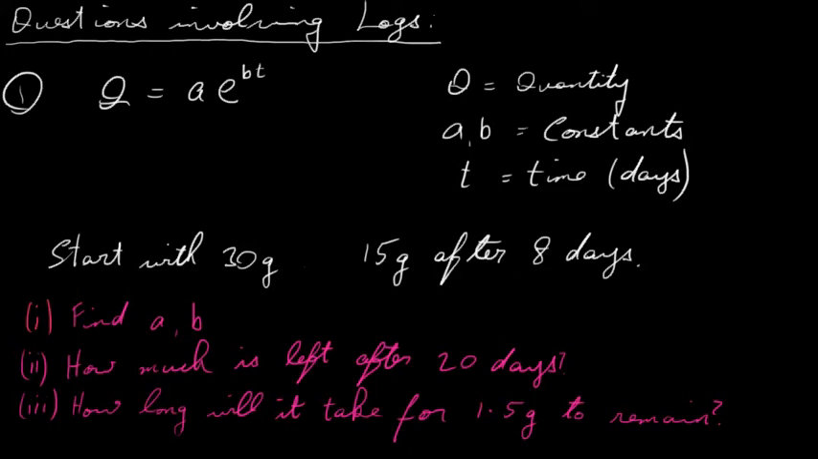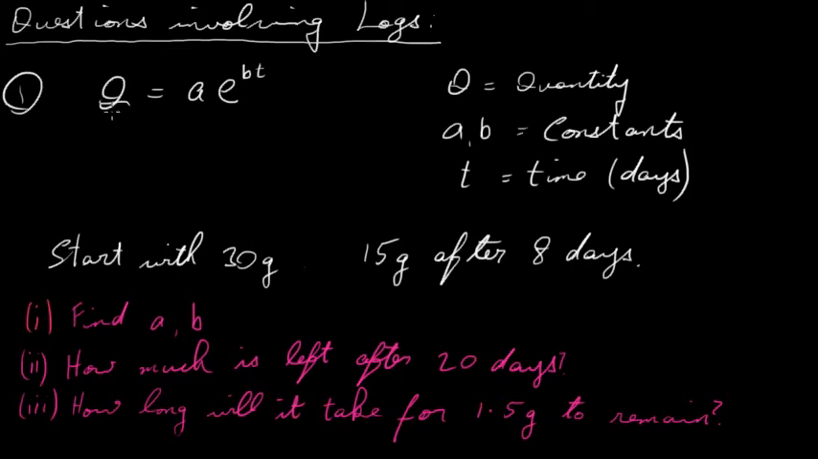Okay, so in this video I'm going to have a look at questions involving logs. I'm going to look at two questions in particular, and this is the first one here. This one involves this equation here: Q is equal to A e to the power of bt, where Q is a quantity of material that we would have. We're looking at radioactive material, by the way, so the radioactive material will decay over time.